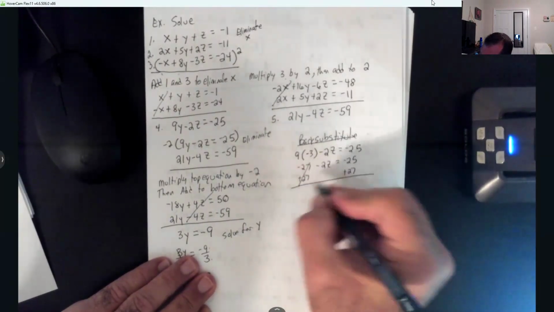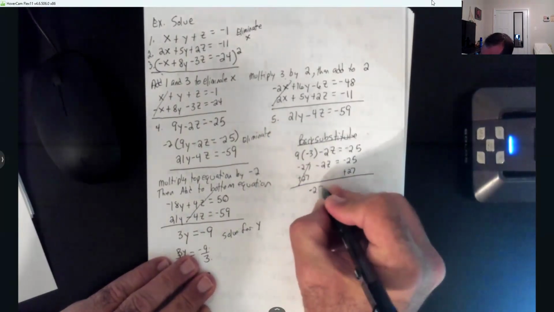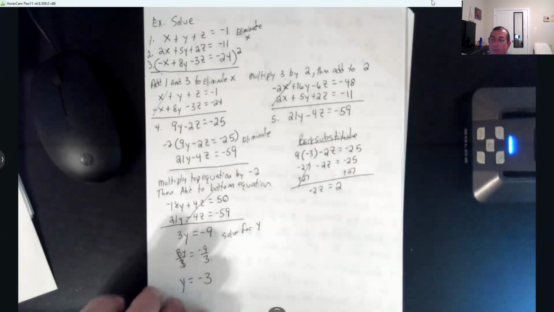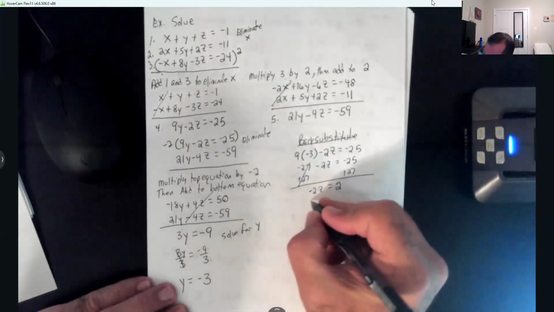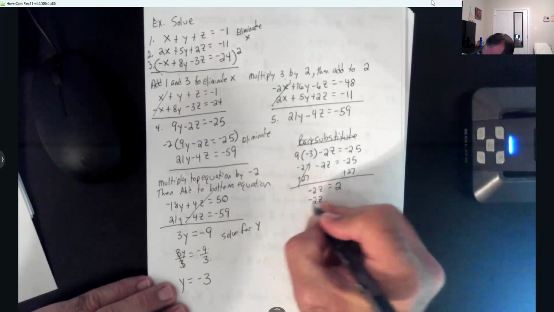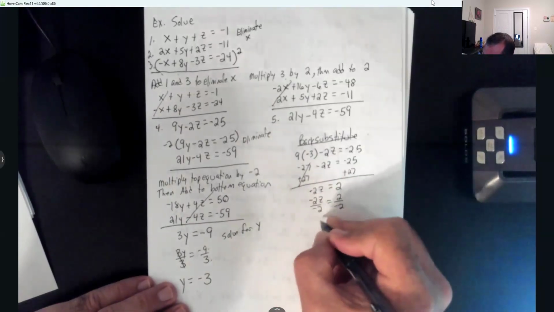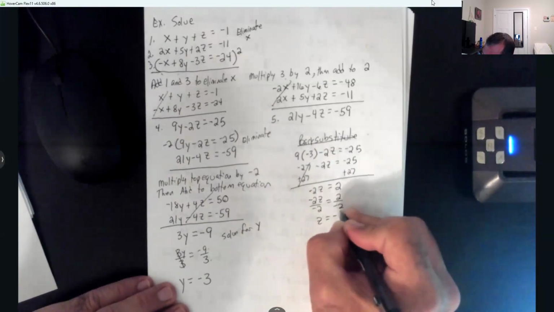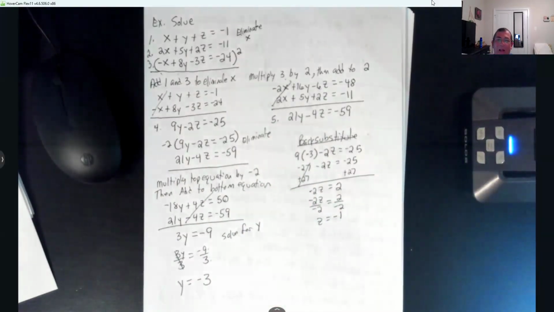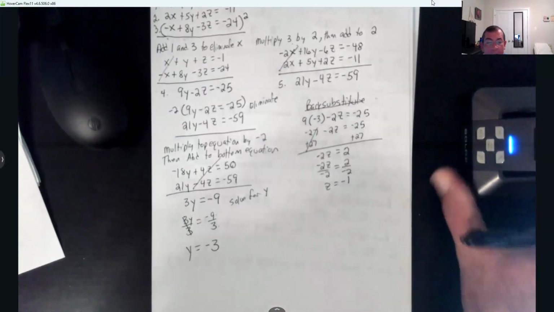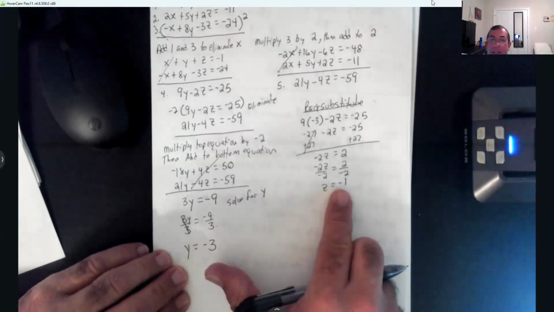So y'all look at that. That cancels. I get -2z. 27 minus 25 leaves me a 2. And y'all finally, let's divide by -2. Well, that cancels and I get z is now a -1. So we know 2 of our variables. We know the y and the z.